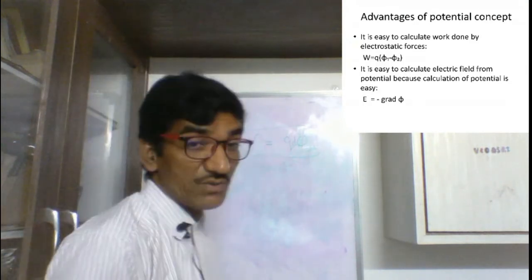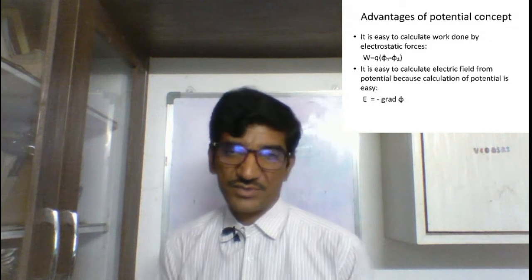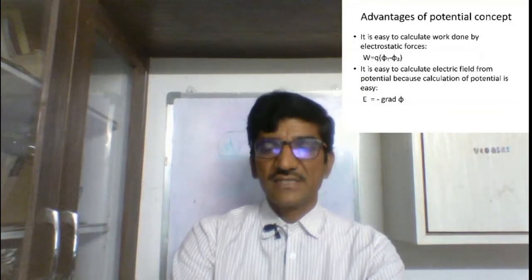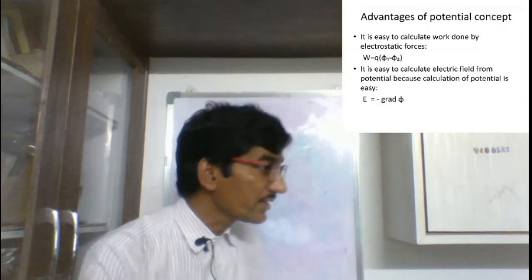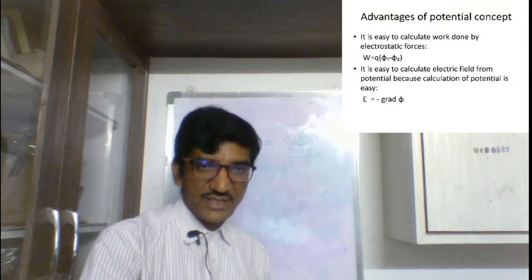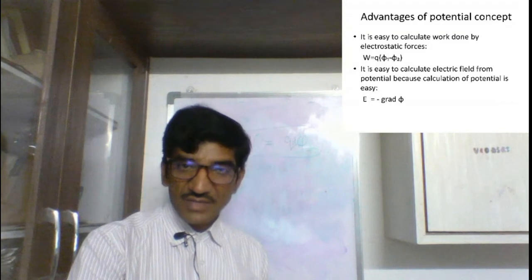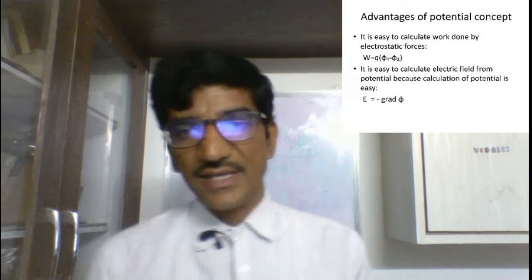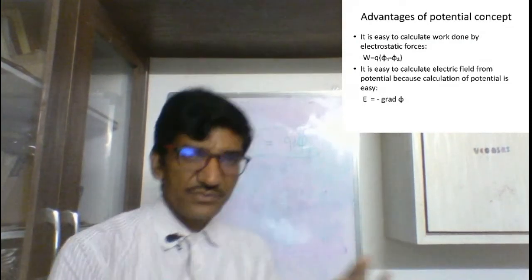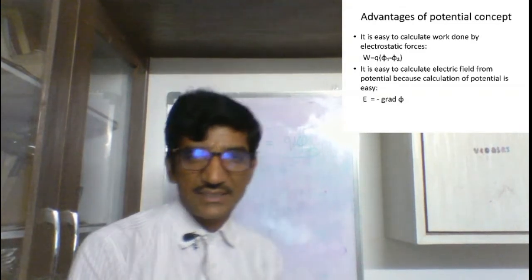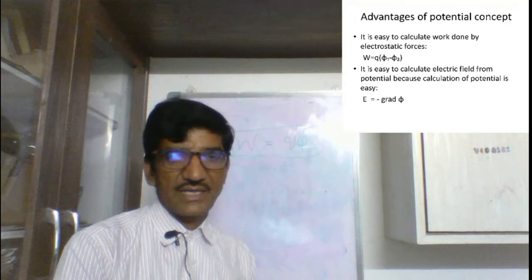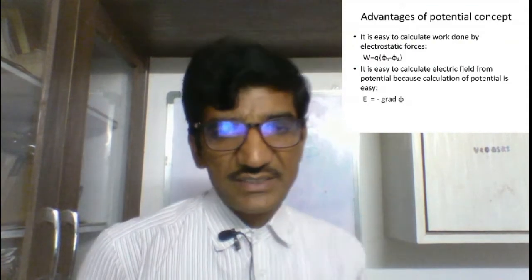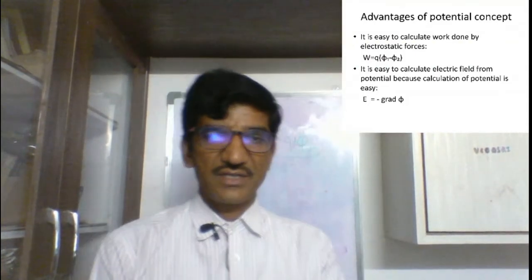Next, what is the other use of the potential concept? Why are we introducing potential after already having the electric field? In some cases you can apply Gauss law, wherever the symmetry is there. But if you have so many charges, a system of charges, then directly you have to evaluate the total electric field, E is equal to E1 plus E2 and so on. Because E is a vector, doing that will be very difficult in some cases.